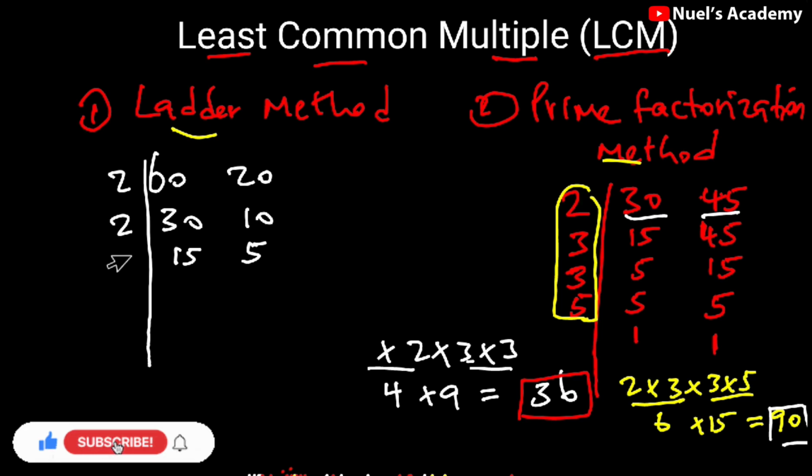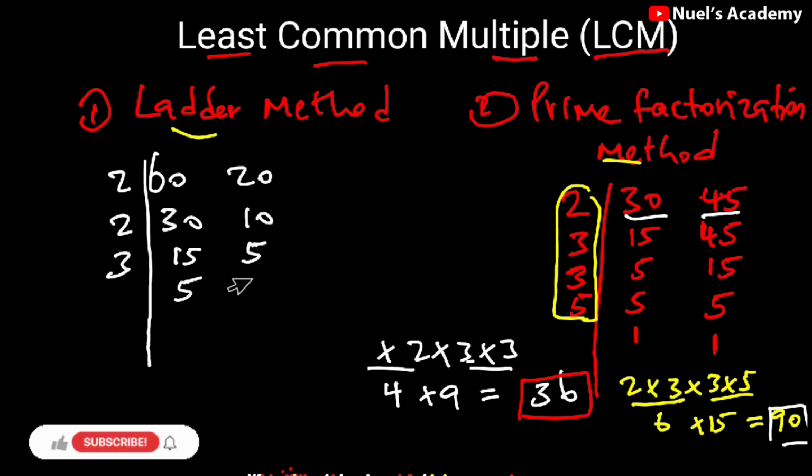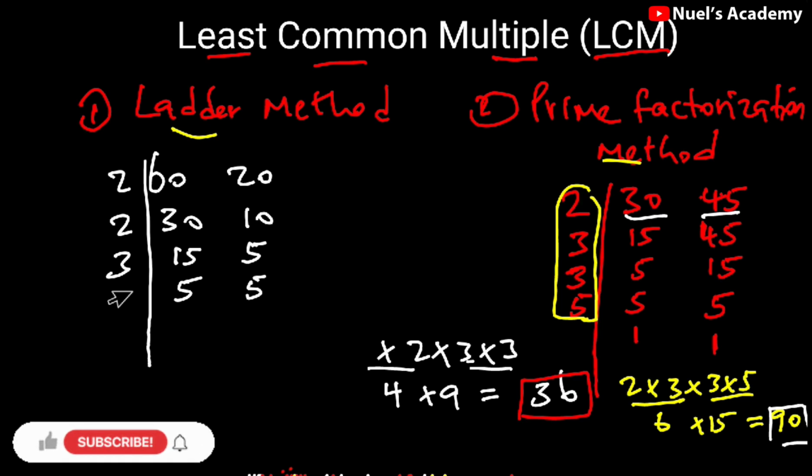Okay, 3. 3 can divide 15, right? Yes. So we write 3. 15 divided by 3 is 5. 5 divided by 3, no, it can't go. So we now write 5 here. 5 divided by 5 is 1. 5 divided by 5 is 1.